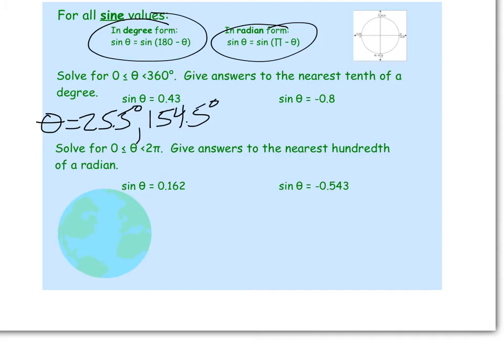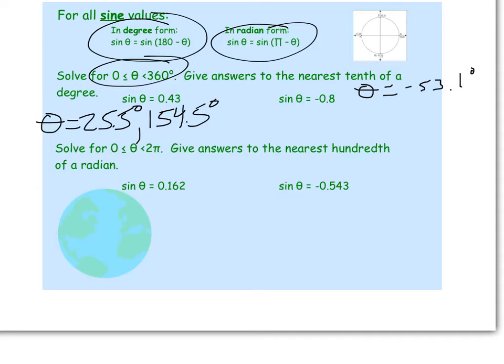Sine of theta is negative 0.8. This one turns out to be a little bit different. I take the inverse, and I get that theta is negative 53.1 degrees. Now that's fine. Everything seems to be good and well, except this said to solve it from 0 to 360, and that angle is not between 0 and 360. Okay, it's less than 0.